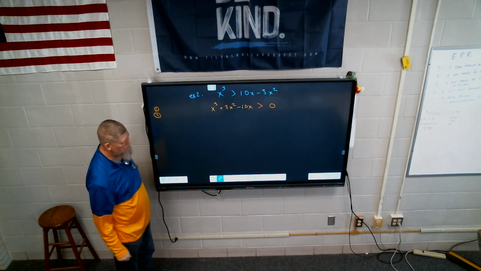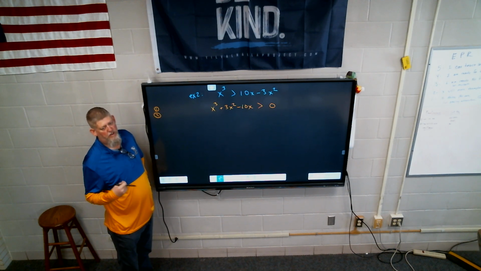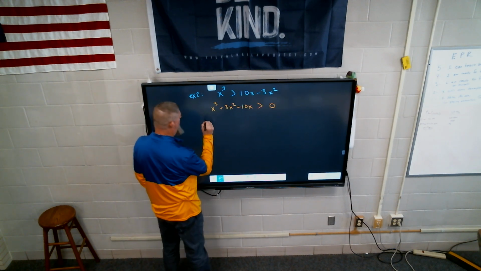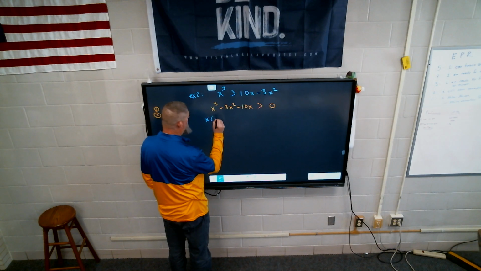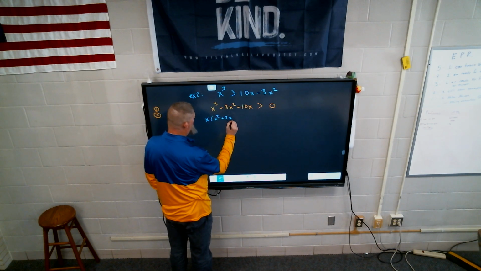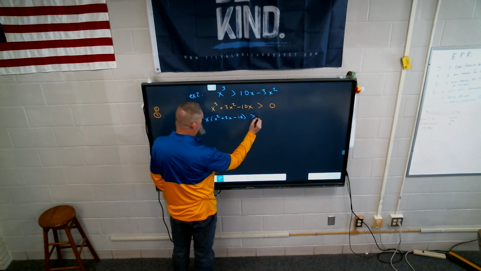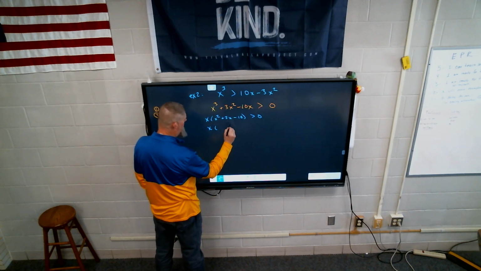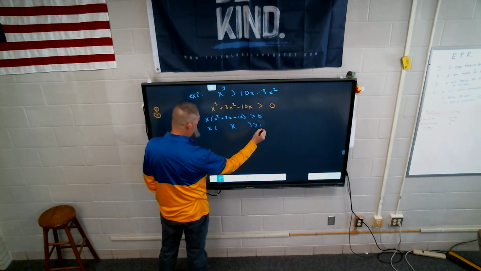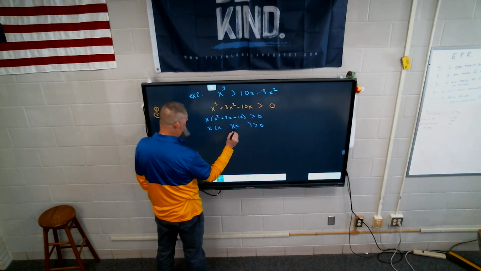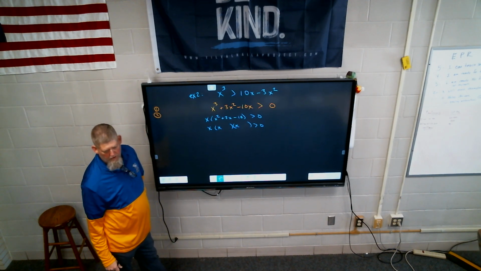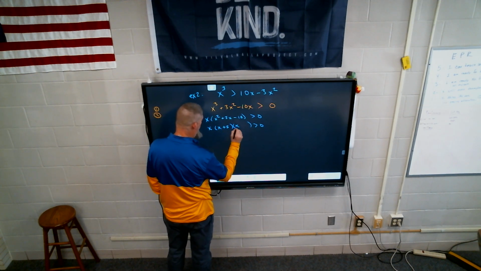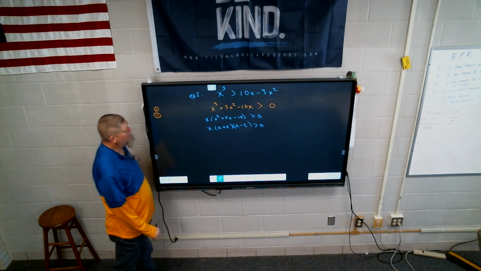So how do I factor this? First thing with factoring is always what's in common. So what do they all have in common? X. So let's take out an X. All right. And then it factors to what? 5 and 2. One of them has to be negative. Which one's negative? The 2. Bam. X plus 5 and X minus 2. Very good.